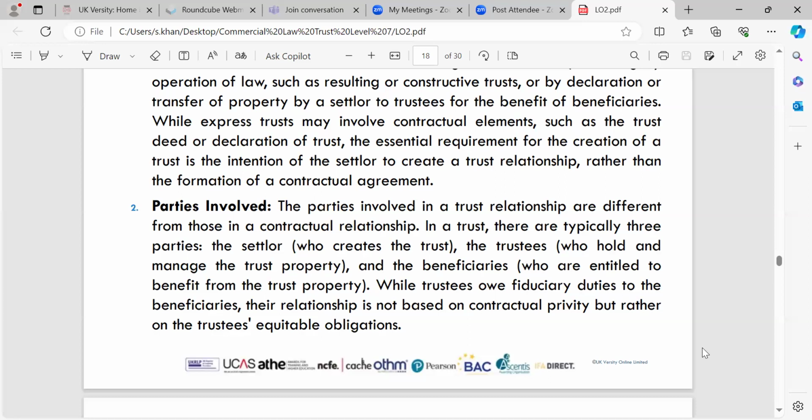While trustees owe fiduciary duties to the beneficiaries, their relationship is not based on contractual privity, but rather on the trustees' equitable obligations.